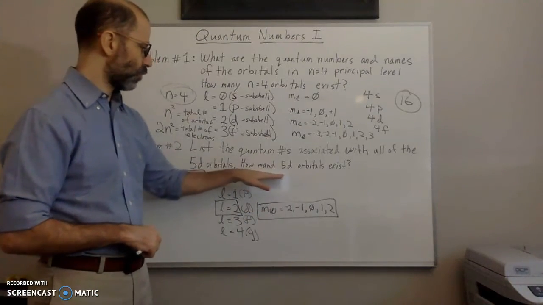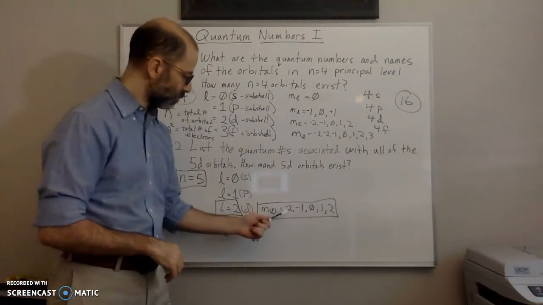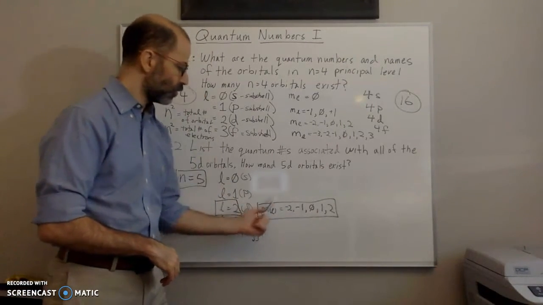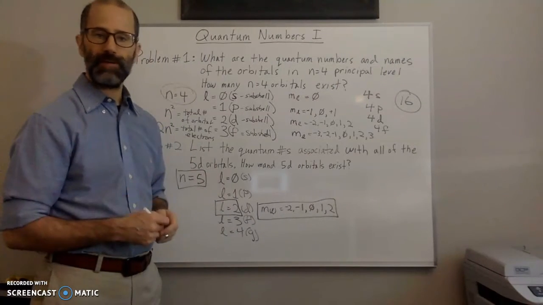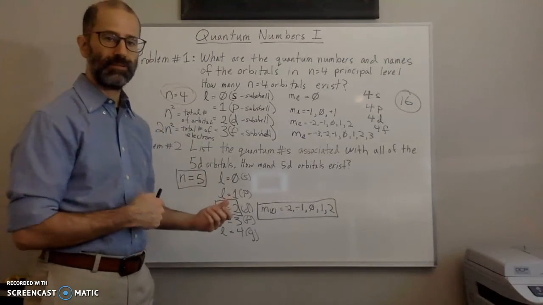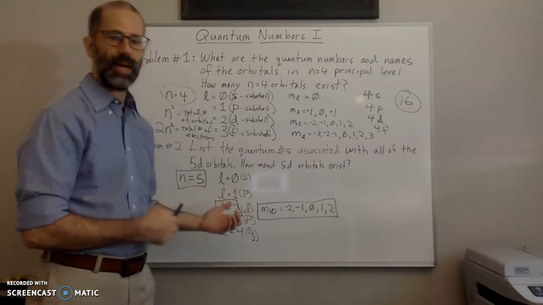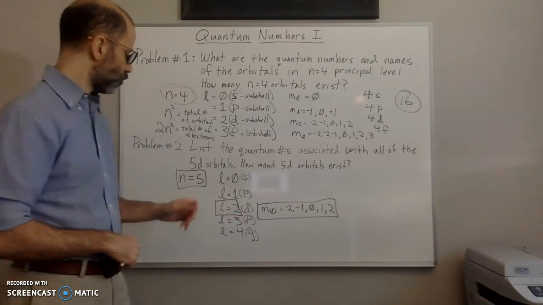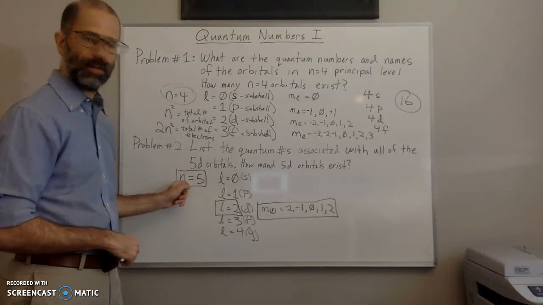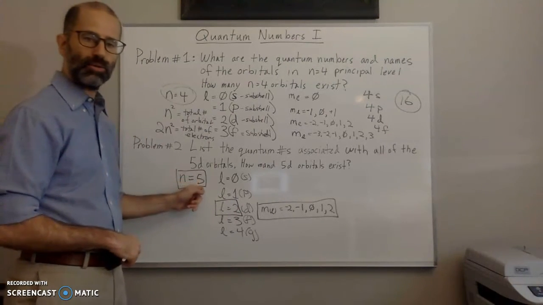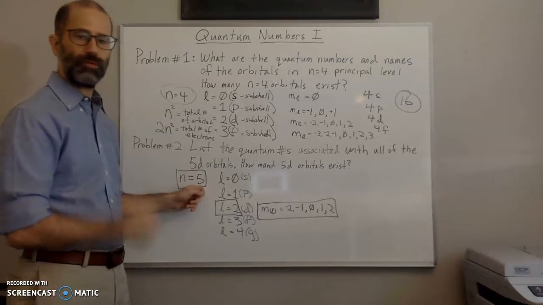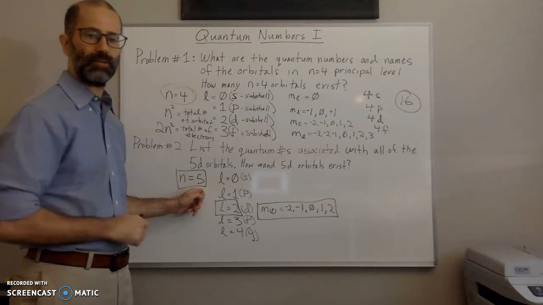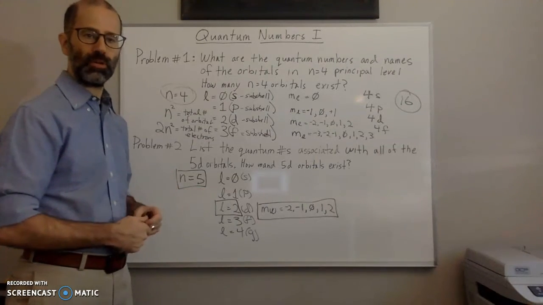And how many 5d orbitals exist? Well, that's going to be your m sub L values. So we have 1, 2, 3, 4, 5. So we have 5 d orbitals. We always have 5 d orbitals. We're not going to have less than 5 d orbitals. We're not going to have more than 5 d orbitals, right? So no matter what energy level you're at, if it's at n equals 3, n equals 4, 5, 6, 7, whatever, if we're talking about d orbitals at that energy level, it's always going to be 5.